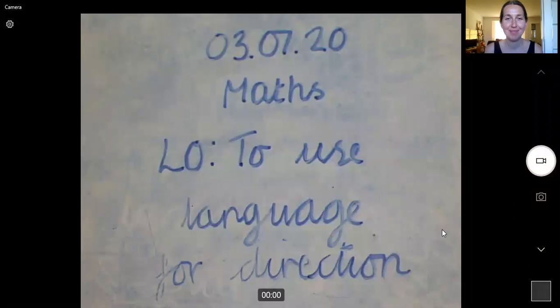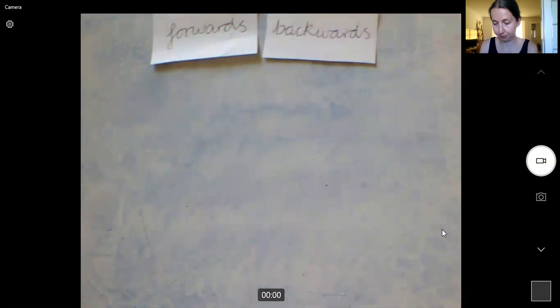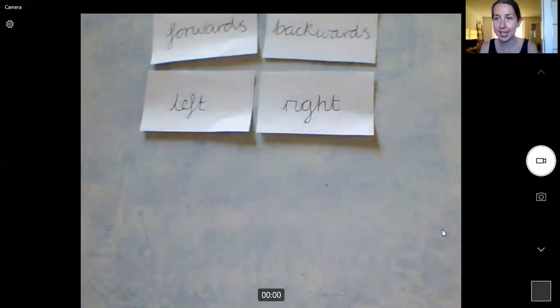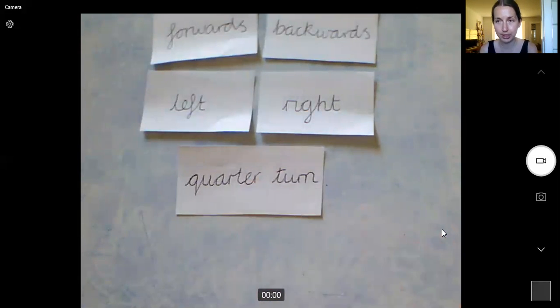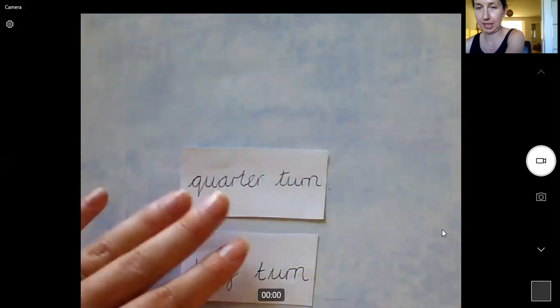Morning Year 2, it's Friday morning and it's time for maths, and our learning objective is the same as yesterday, to use language for direction, as we are going to add in 2 more phrases. So from yesterday we have our forwards and backwards, we have left and right. And today we're going to add in quarter turn and half turn. So I'm going to move these words to the side because hopefully we're familiar with these from yesterday.